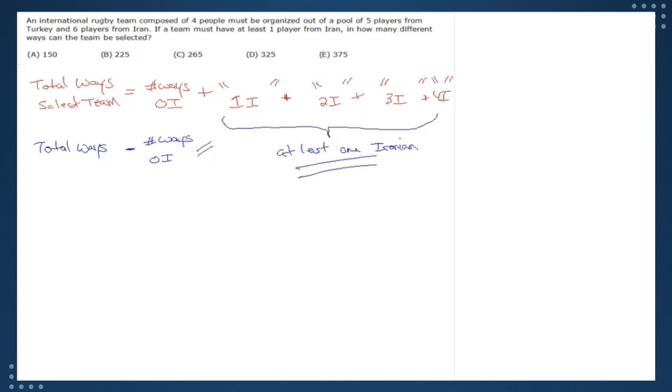And like I said, this shouldn't be crazy because we do this in probability all the time. I just feel like when it comes to combinations, maybe we don't think about it as much. So now life is kind of good, assuming we feel confident doing combinations. And we say, okay, we have 5 players from Turkey, 6 players from Iran. So we have 11 choose 4.